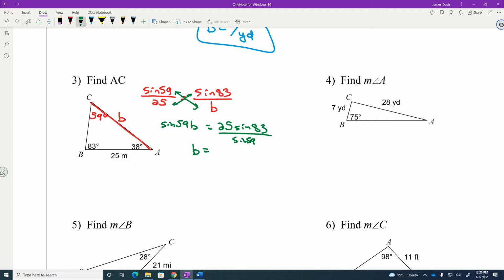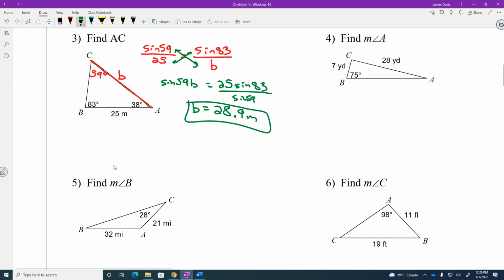Everybody got it? What do we get? 29. Let's make sure that makes sense. We had 59 that gave us 25 opposite. 83 should have a bigger side, which it is. 29 is bigger. So it seems like it works.